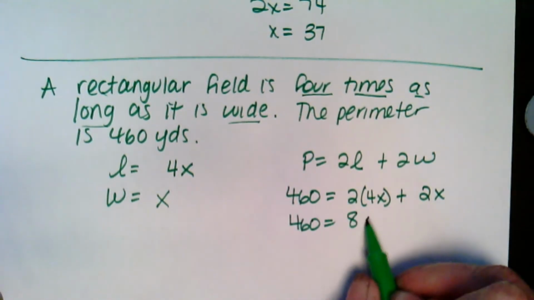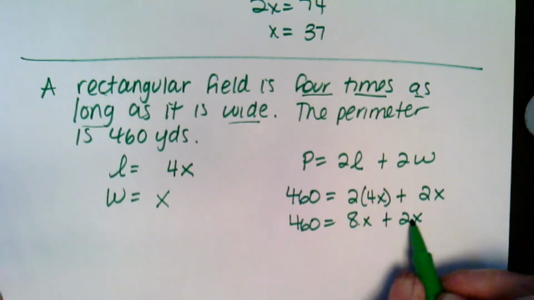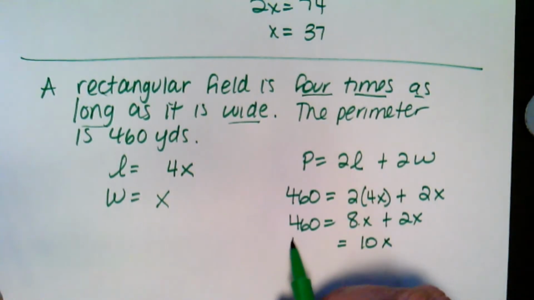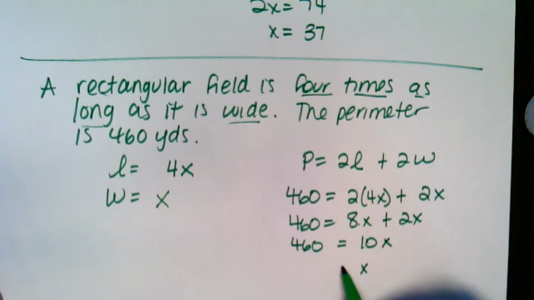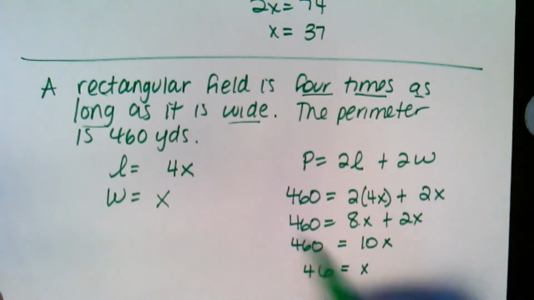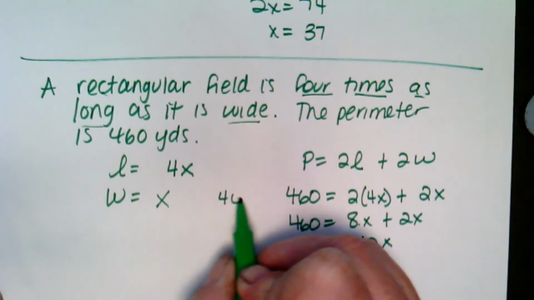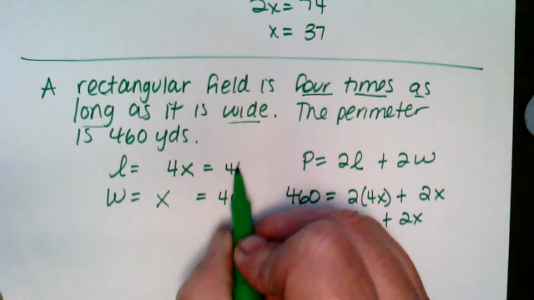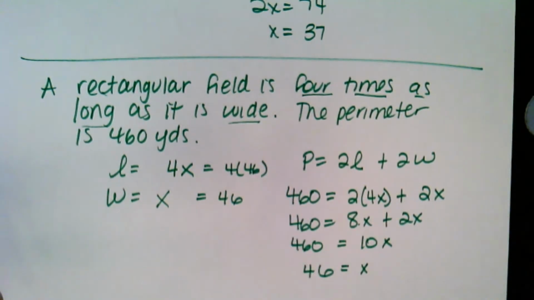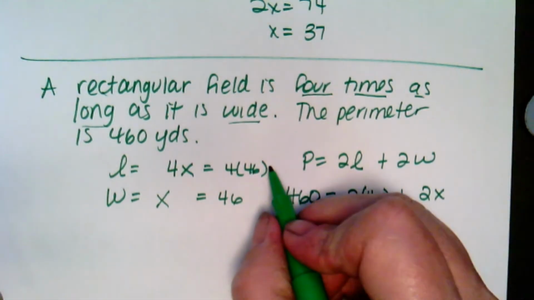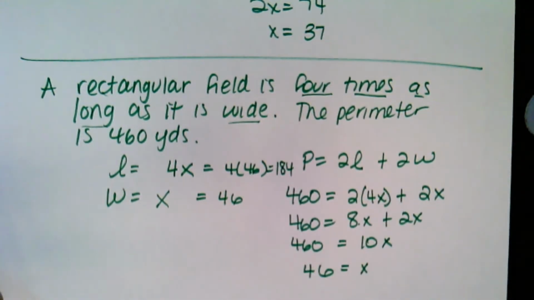So this is 8x plus 2x. Put these together, divide by 10, and we get 46. So it says, well, what is our dimension? So this, if I look back at what I wrote, is our width. Our length would be 4 times that, which is 184.